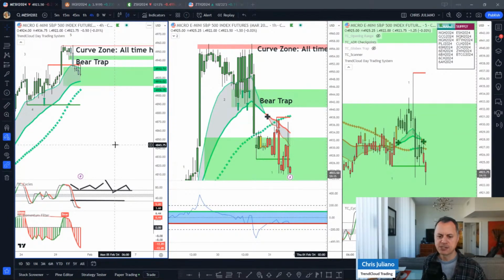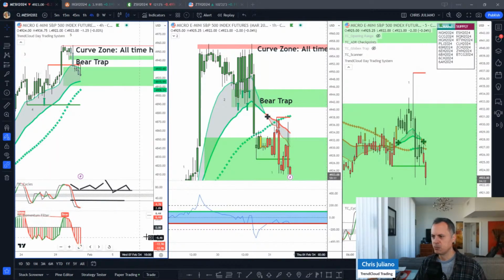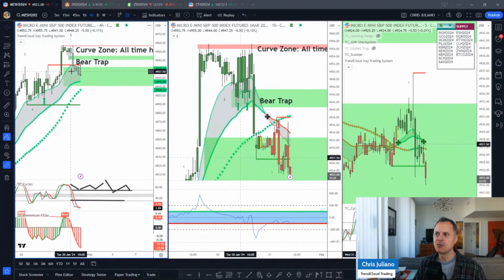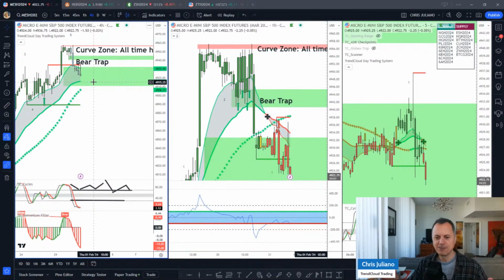The bear trap setup, very successful yesterday. We scaled out of that position. And what did it do, right? It pulled back into that high time frame trend cloud, which I said those are the only two things that it could possibly do, right?